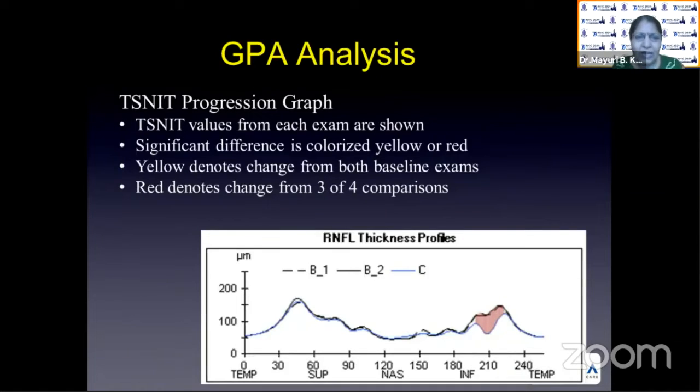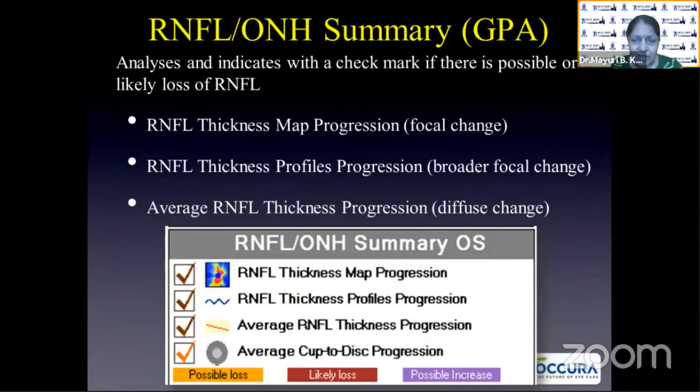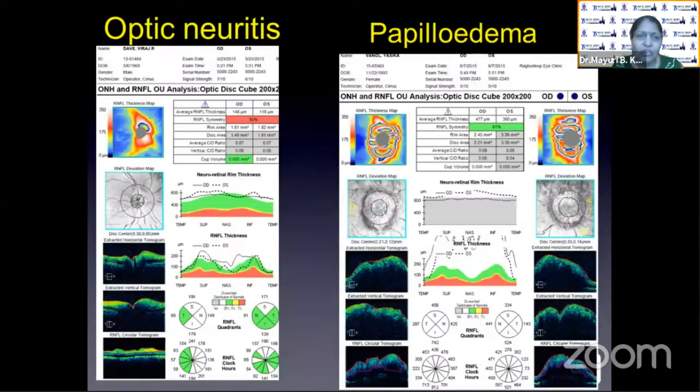The TICSI progression graph is also showing you where the changes are, and comparison between the two eyes is given. And summary parameter trend analysis is also available in graph form. And the summary table will give you the RNFL thickness map, which suggests the progression. And the check marks are given according to the possible or likely loss or the possible increase. The RNFL thickness profile is mainly for broader or focal changes, while the thickness map will give you focal changes and the average will give you the diffuse changes.